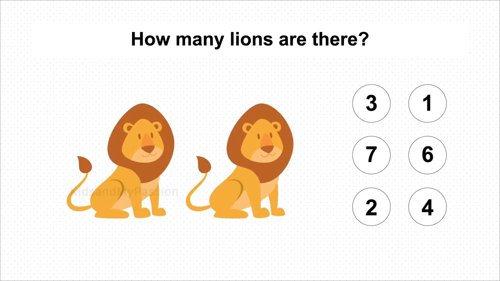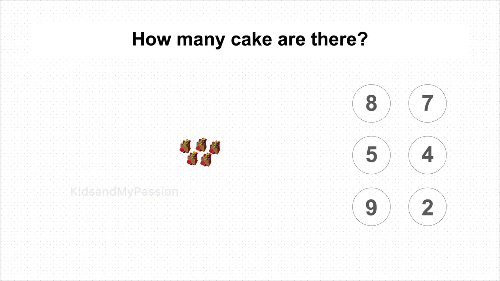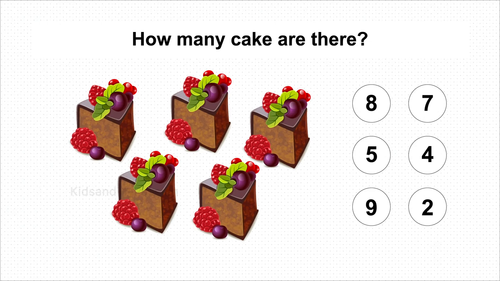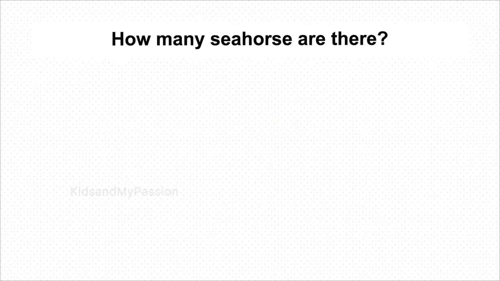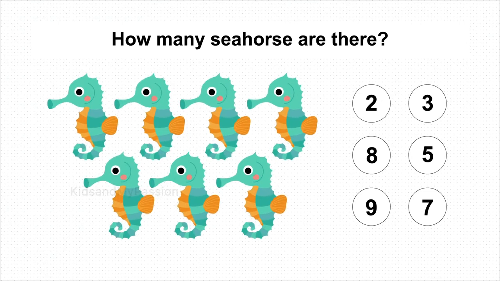Kids, in this picture, how many lions are there? Yes, 2. In this picture, how many cakes are there? Yes, 5. In this picture, how many seahorses are there? Yes, it's 7.